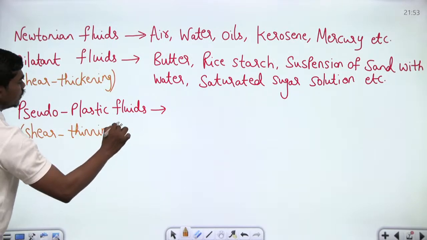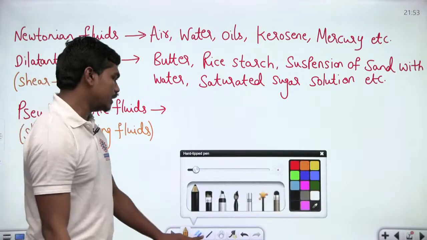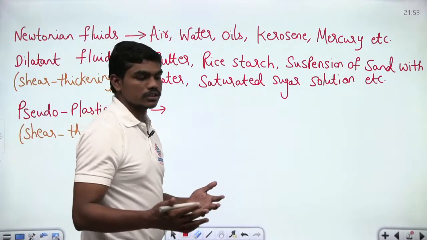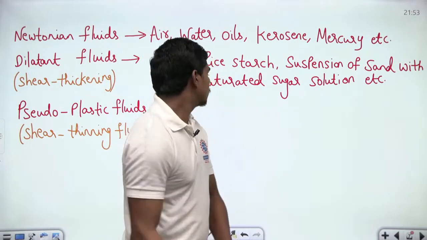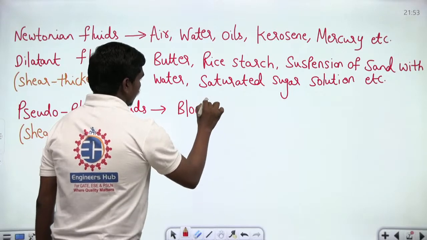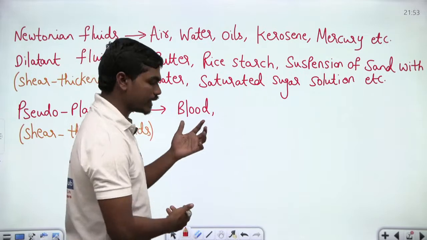Okay, shear thinning fluids. If you take the examples of these shear thinning fluids, ink is not one of them. See here, you can take blood. Blood is experimentally proven to be a pseudoplastic fluid, so we take this into the list.